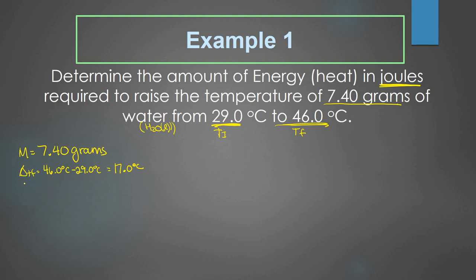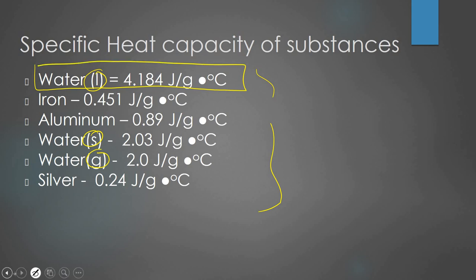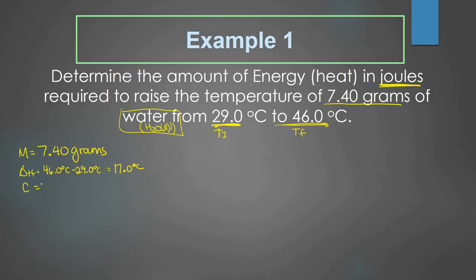Now we can go and find our specific heat, which is our C. We look at the substance we're talking about. We're talking about water in liquid form, so we'll go back to our chart. Here is our specific heat, so we're going to plug in 4.184 joules over grams degrees Celsius. That means our Q is our unknown. We're trying to find our energy.